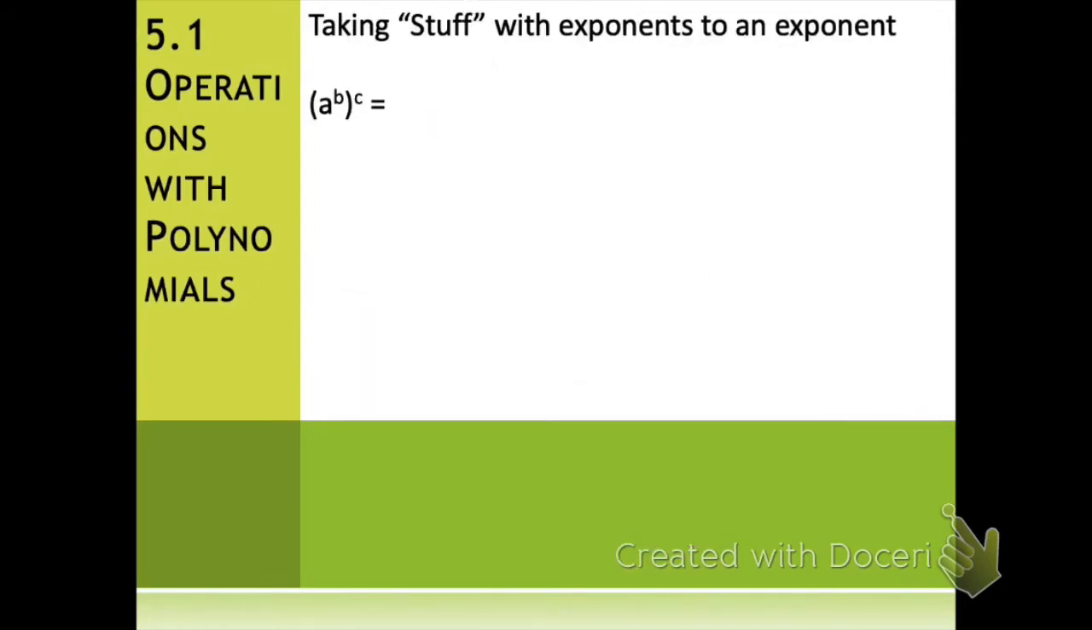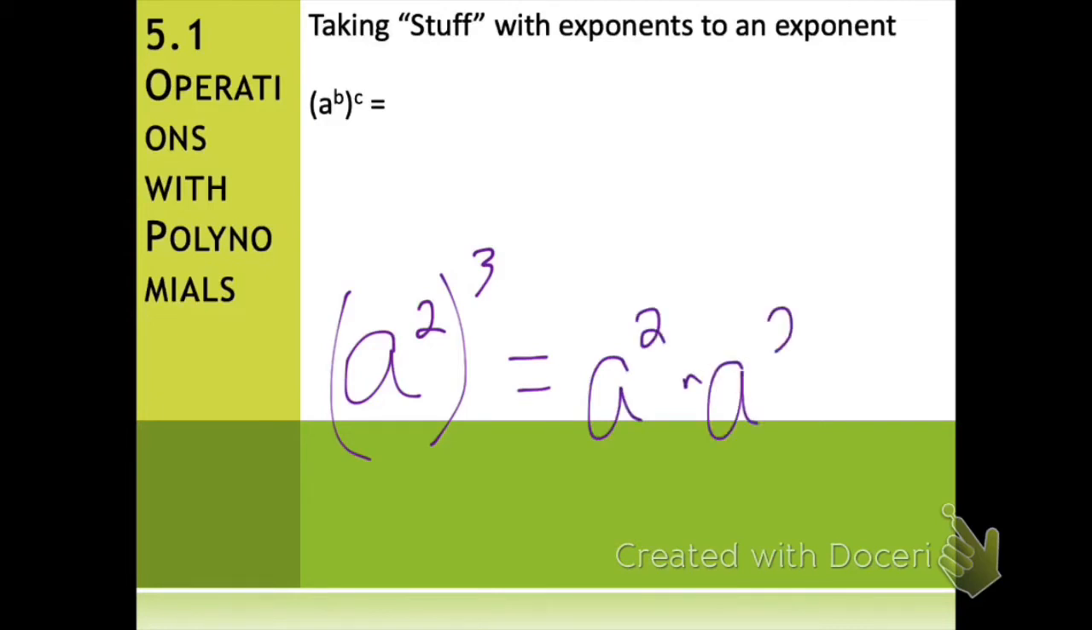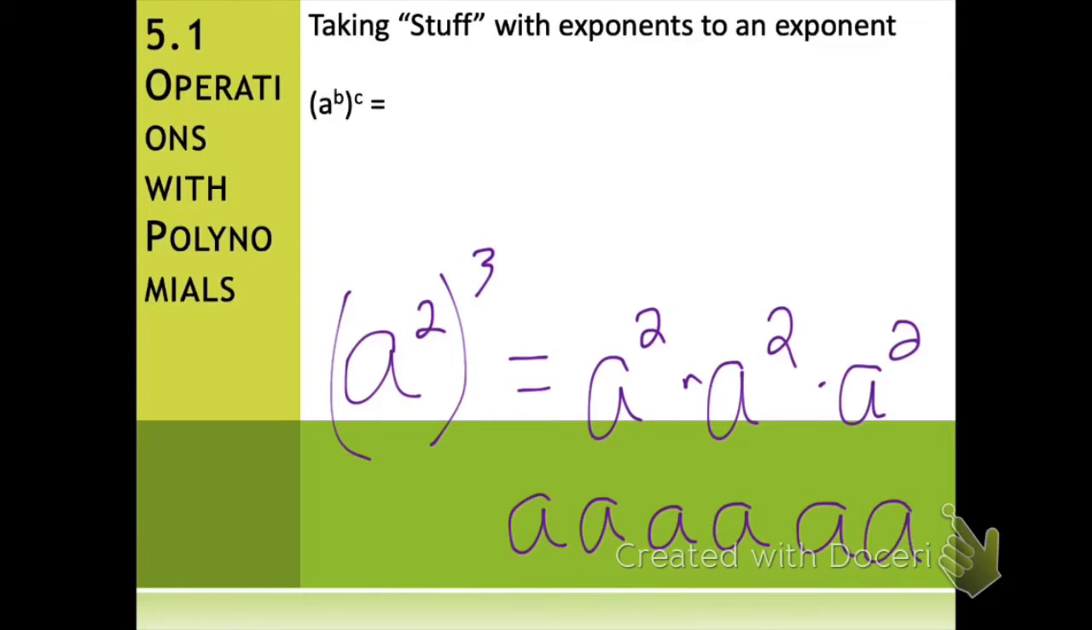Here's how I say this one. Taking stuff with an exponent to another exponent. Again, silly example, a squared to the 3rd power. That's going to be a squared 3 times, because that 3rd power is attached to this whole thing, which is going to make this a times a times a times a times another a times a. Put that back together, that's a to the 6th.